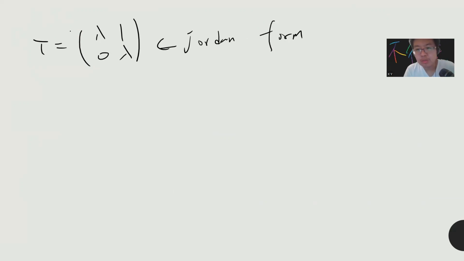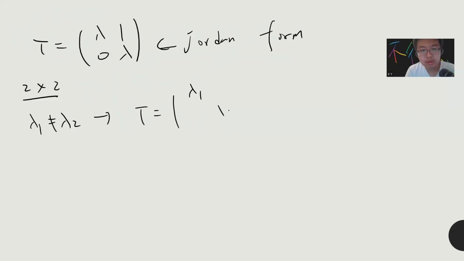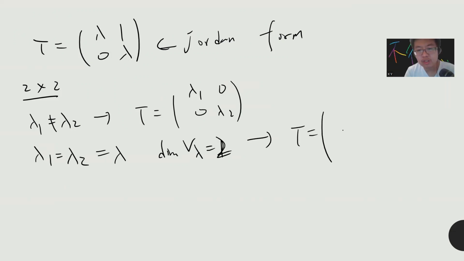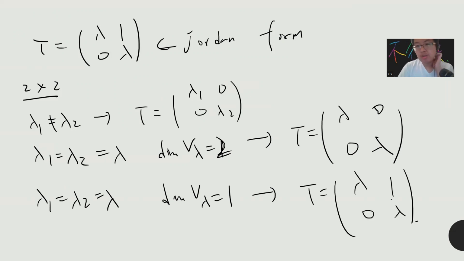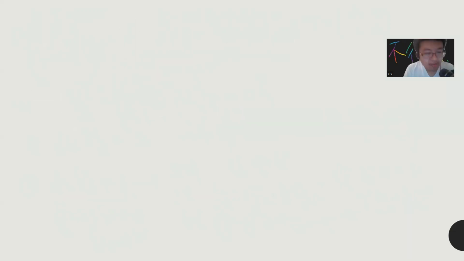So in 2x2, there are only 3 cases. Either lambda 1 is different from lambda 2, and you can have the diagonalization. If lambda 1 equals lambda 2 equals lambda, and the dimension of V_lambda is 2, then you still have T equals lambda. If lambda 1 equals lambda 2 equals lambda, but the dimension of V_lambda is 1, that means you have the Jordan normal form. So this is a very simple example where you don't need anything; you just need to do 2x2 matrices and understand the basics. Let me now talk about results.